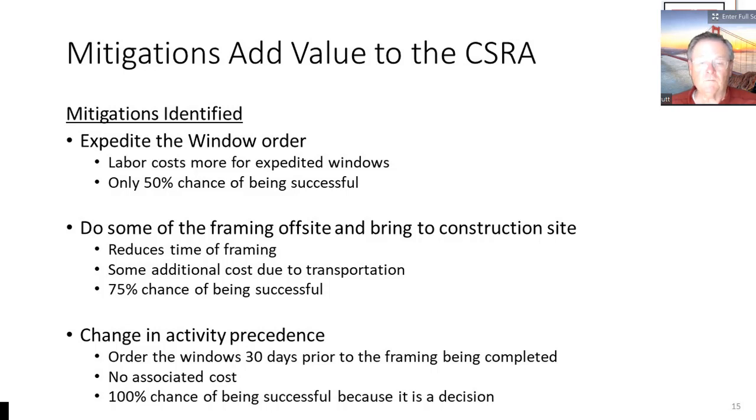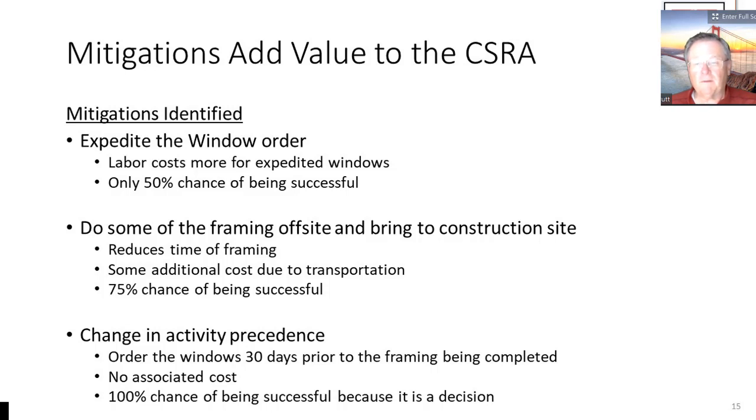So another mitigation is to do some of the framing off-site and then bring it to the construction site. This reduces the time for the framing, but there's some additional cost due to the transportation of those framing parts and bringing them to the house. And there's probably only a 75% chance of actually being successful.